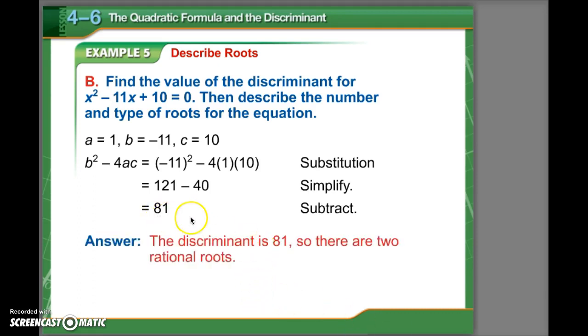Okay, yeah, since 81 is a perfect square, it's 9 squared, there's two real roots, and those real roots are rational because this is a perfect square. If it wasn't a perfect square, there would still be two real roots, but they would be irrational, which means they can't be expressed as a fraction.